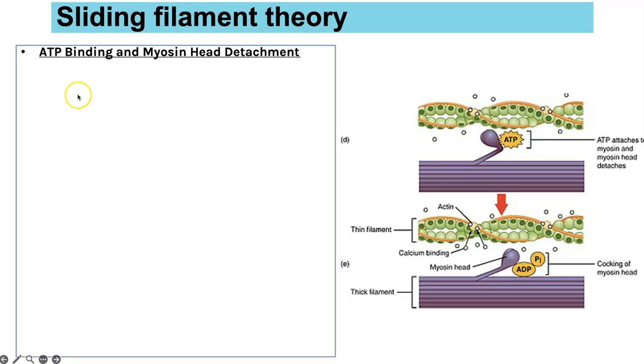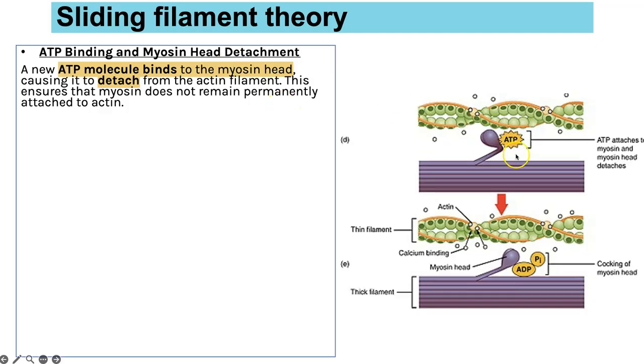Next then, we have the ATP binding and the myosin head detaches. So at this point, a new ATP molecule binds to the myosin head. That causes a slight change in shape, so it detaches from the binding site on the actin filament. And this ensures that the myosin head doesn't remain permanently attached, and therefore it can reattach and slide the actin even further, causing more muscle contraction.